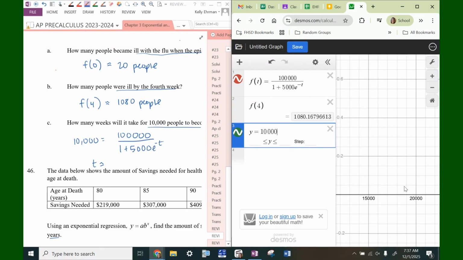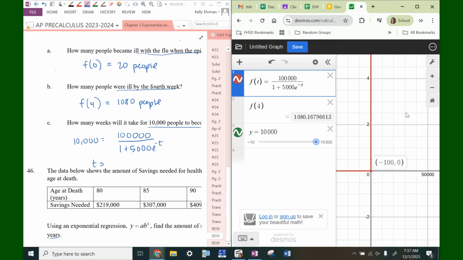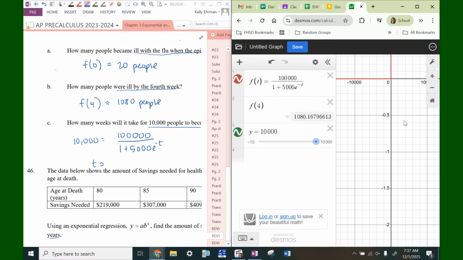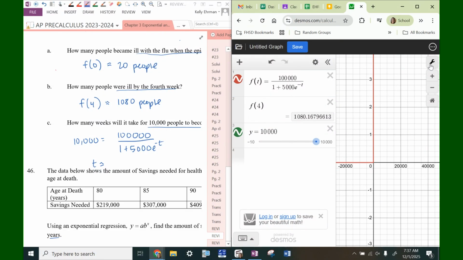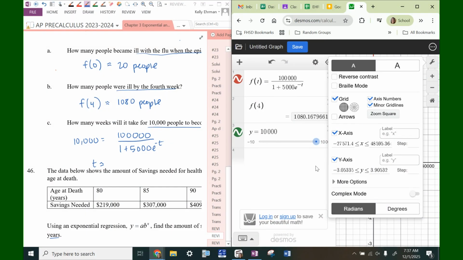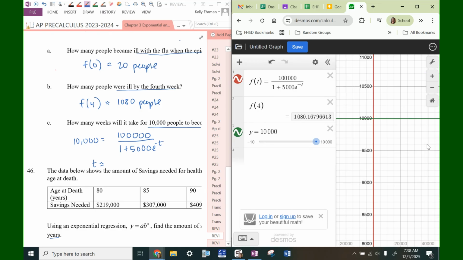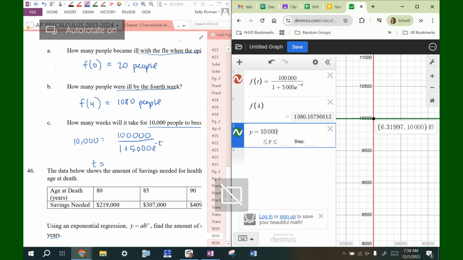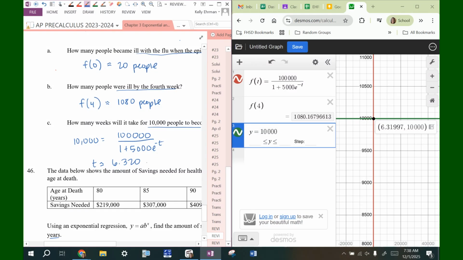Now my window is all crazy, so I'm zooming way back out here. But where is y is 10,000? Let's make some adjustments here. Again, I'm trying to see y equals 10,000. So how about 8,000 to 11,000? That ought to give me a pretty good window. Yeah, there we go. All right, so we're back to time, so 6.320. And this is weeks.